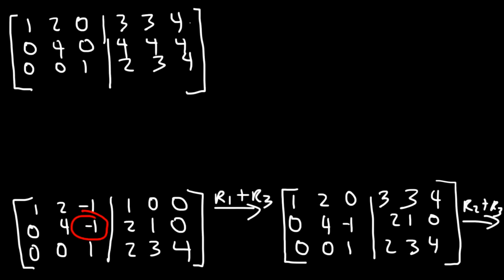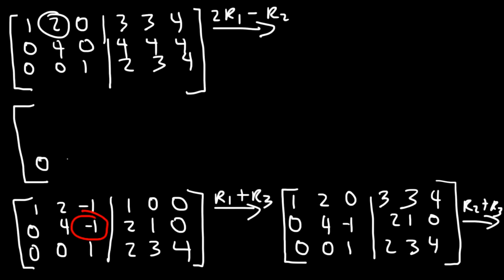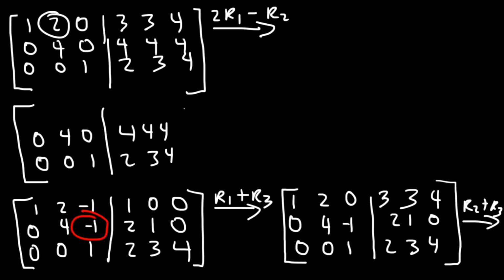So at this point, we need to turn this number into a 0. So we need to apply the operation to row 1. So let's take 2 times R1 and subtract it by R2. So we're going to have 0, 0, 1, 2, 3, 4, and then 0, 4, 0, 4, 4, 4.